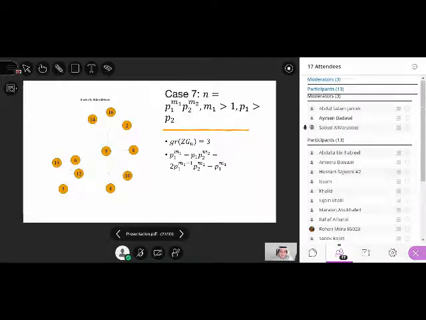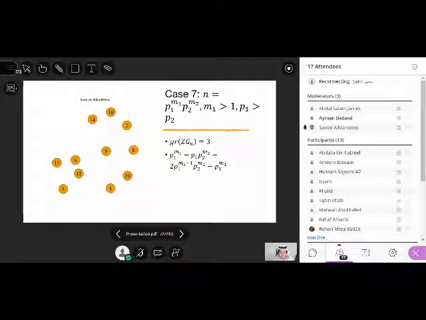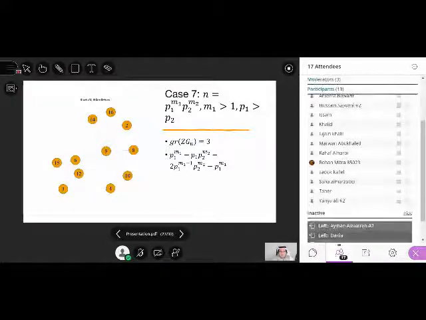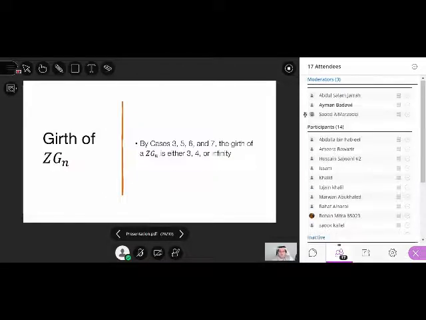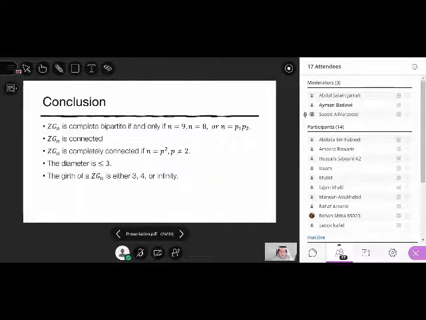And since an odd cycle exists, a 3-cycle exists, there's always a cycle of 3, and 3 is the minimum length of a cycle, then the girth is equal to 3. So as we've seen by cases 3, 5, 6, and 7, the girth of ZGN is either 3, 4, or infinity. And we're done. This is basically the conclusion.